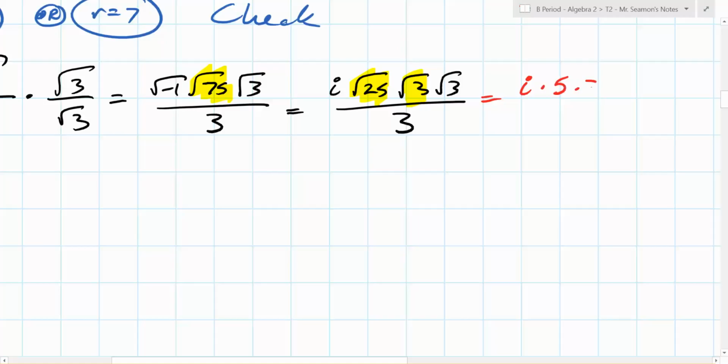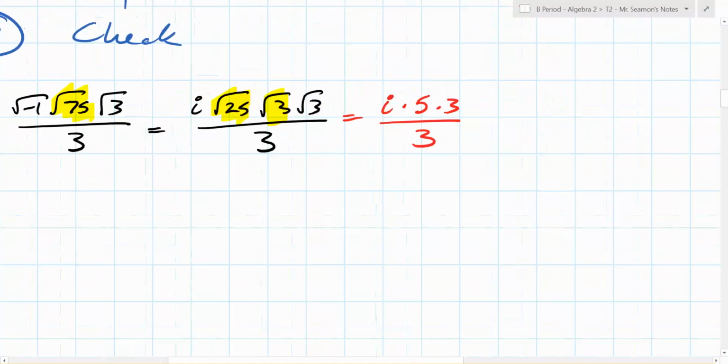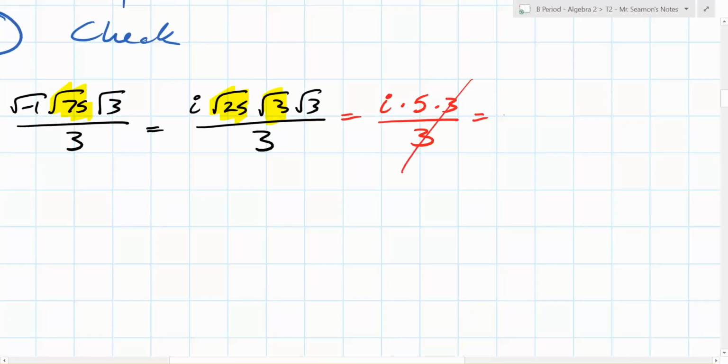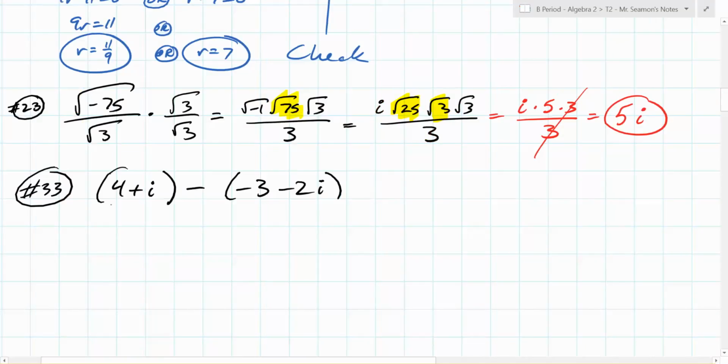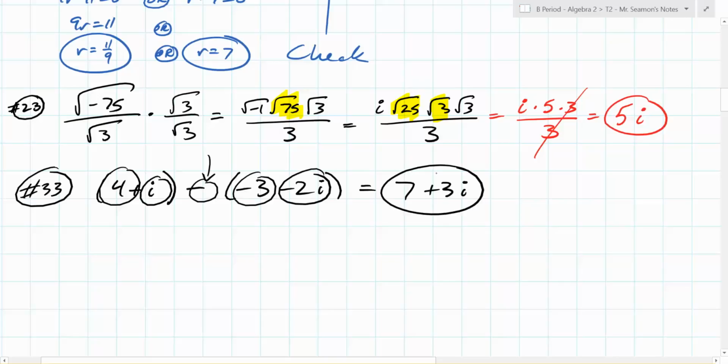Table. So we do want to break it down. Yes, keep that going. Yep, because what's the answer to this? 5i. Done. Okay, kids, what's 4 minus negative 3? 7. What's i minus negative 2i? Done.